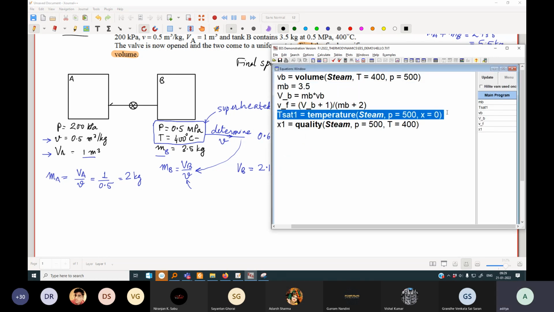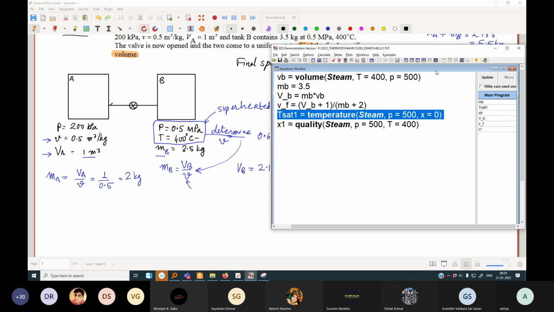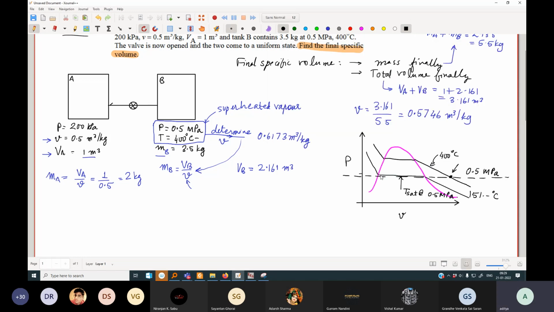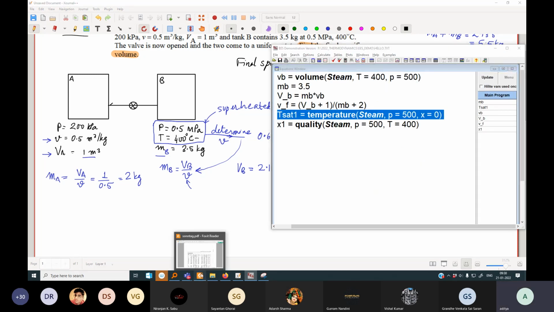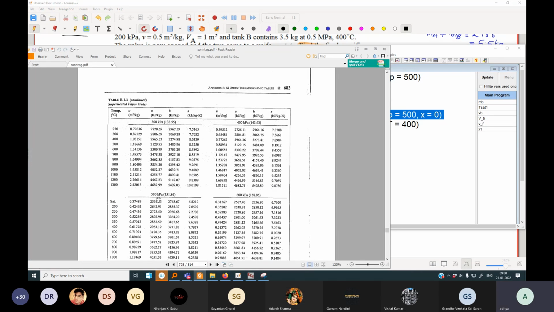The reason why I did this is because when you look at the table, obviously you cannot do this step in a table. You will go all around the place. So you simply query what the saturation temperature is, meaning what this isotherm is, the saturation temperature corresponding to 0.5 megapascal. That we can easily get using a table. So we go to superheated vapor 500 kilopascal.